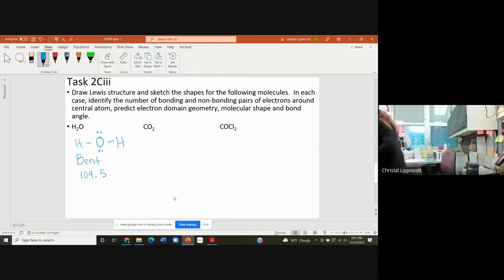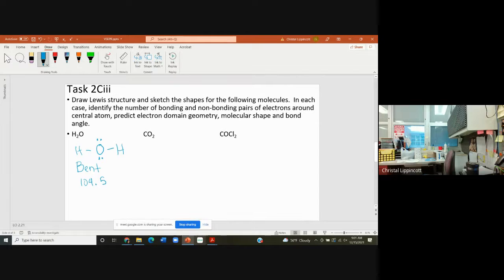Okay, and what that ends up looking like, I'm going to blow up another balloon for this. I use balloons to demonstrate what these things end up looking like. And the lone pairs of electrons have more repulsion.